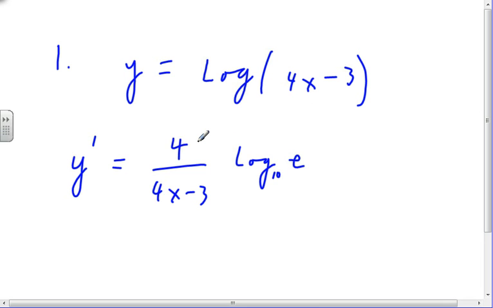I just put a 4 here. Why? 4x minus 3. The derivative of 4x minus 3 is 4. So I'm going to multiply by 4. I'm doing exactly what the formula says. That's with respect to x? Yeah, with respect to x, right. Yeah, so it says 1 over u log base 10 of e, then du dx.